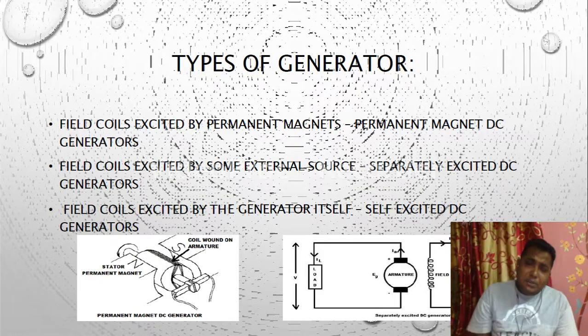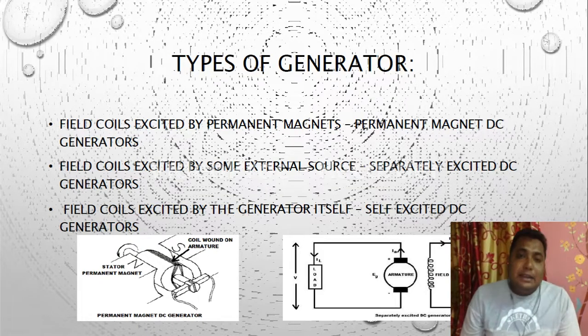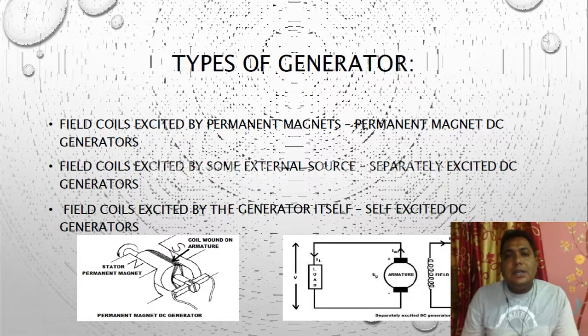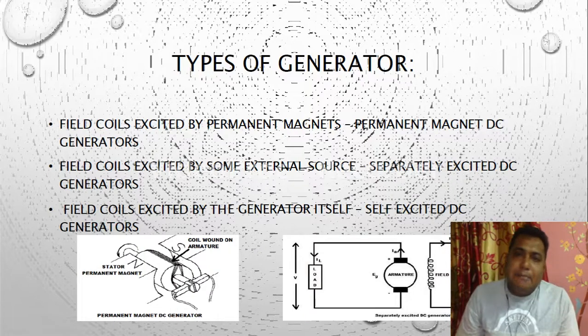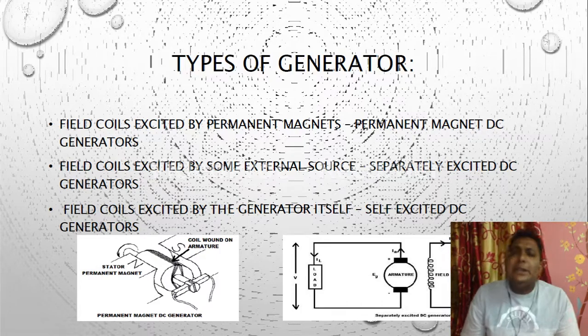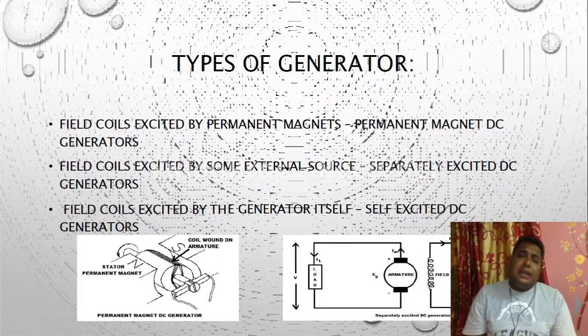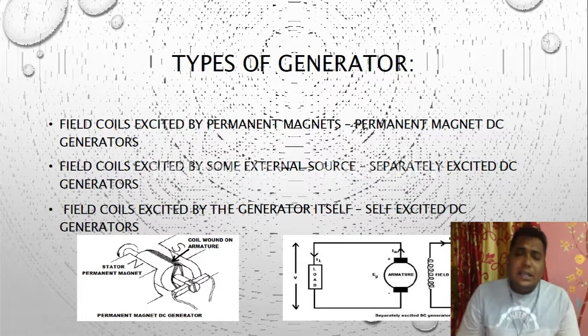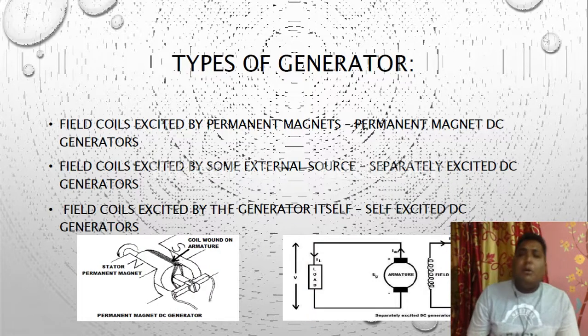But when we use a permanent magnet, we are using a material which is always generating some magnetic field. So in that case, externally we don't have to give any kind of supply to the field winding. The permanent magnet itself is always generating some flux, and that flux will be cut by the armature winding and it will generate some EMF. Okay, but there is some problem.